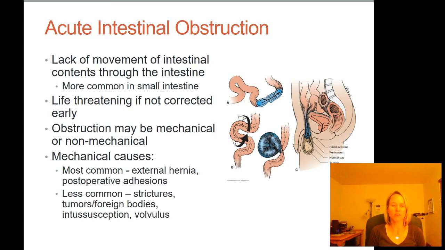Let's start talking about mechanical causes first. The most common mechanical cause is an external hernia. This shows here an inguinal hernia where the intestine herniates through an opening in the peritoneum. Other common causes are post-operative adhesions. Less common, we can have strictures or narrowing, tumors or foreign bodies, intussusception or telescoping, shown here, and volvulus, which is twisting of the intestine.